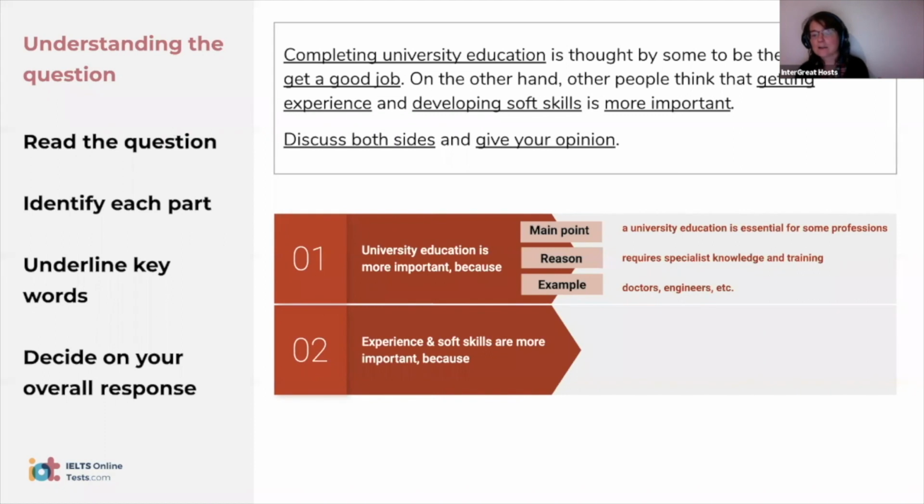If we look at the second one, what could be a good argument for why experience is more important? What would be a good argument on the other side? So we could say, we're talking about university education is more important because of the knowledge you gain there. Doctors, engineers need to have a university education. But yes, so we could talk about the hands-on experience. We could talk about practical experience.